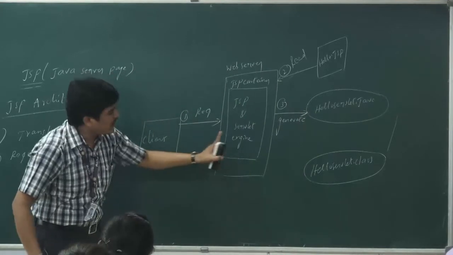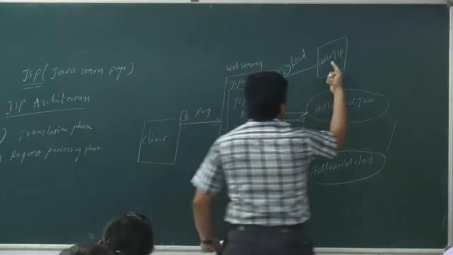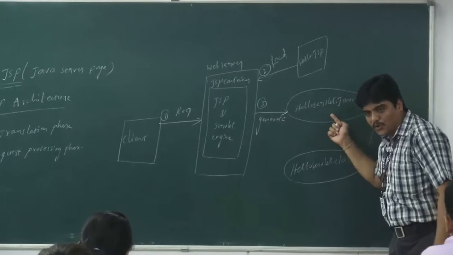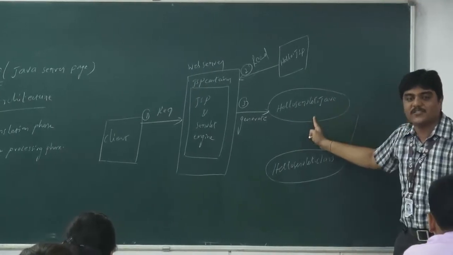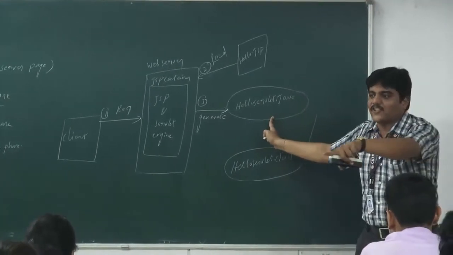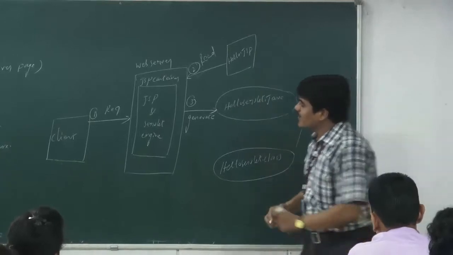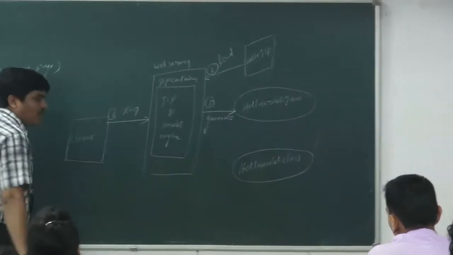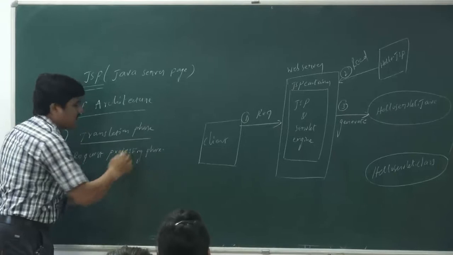Okay, so here in this case, a JSP page is converted into the servlet code. That is called the translation phase. That is our first phase. So basically, in the JSP architecture there are two phases. Now tell me, what is the meaning of this translation phase?